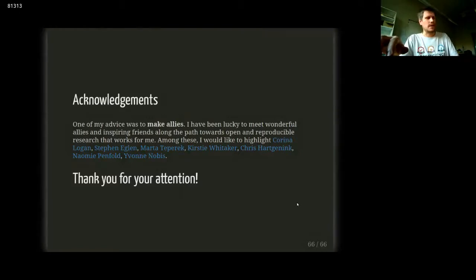Here are some of them: Corina Logan, that I mentioned already; Stephen Eglen, from whom I borrowed the inverse problem example; Marta Teperek, that invited me to Delft later on, she was working as a data manager; Kirstie Whitaker, that inspired the table of same data, different data; Chris Hartgerink, that I didn't name explicitly here, but that is doing really interesting things in terms of liberating your research; Naomi Penfold, that was first a researcher in Cambridge, and then she worked for eLife, and then for ASAPbio for the preprints; and Yvonne Nobis, a librarian in Cambridge, that has provided really illuminating insights into the publishing business from a librarian's perspective.